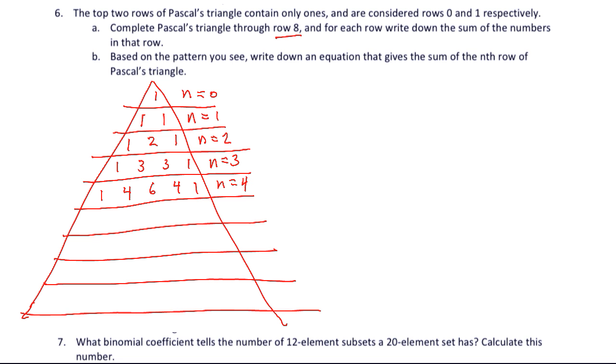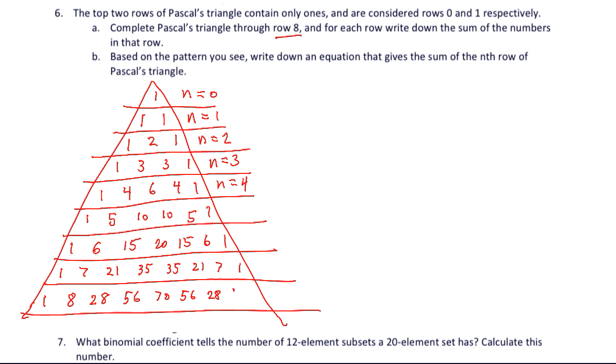Yikes. Okay, 1, 5, 10, 10, 5, 1, 1, 6, 15, 20, 15, 6, 1. Let's see if I can do all these. 1, 7, 21, 35, 35, 21, 7, and 1. I haven't made any mistakes. 1, 8, 28, 56, 70, 56, 28. Same numbers on the way back down. 8 and 1. Okay, this is n equals 5, n equals 6, n equals 7, n equals 8.